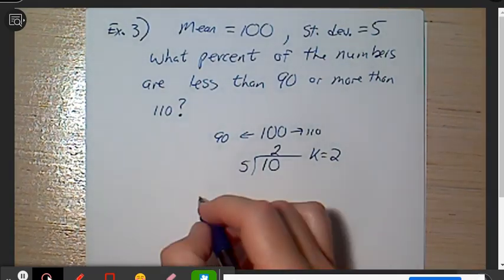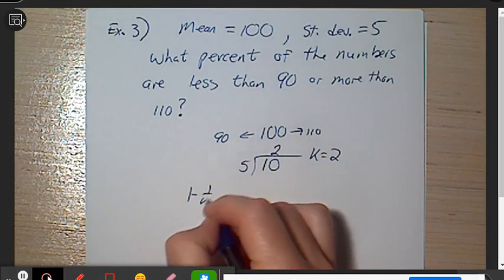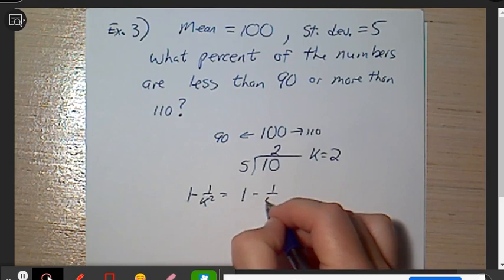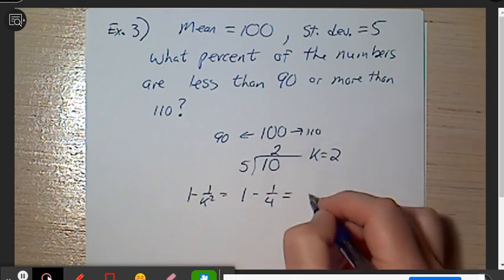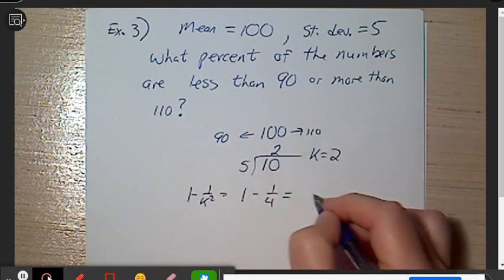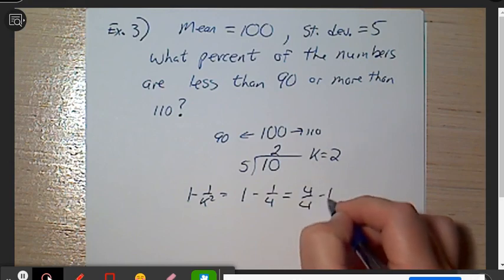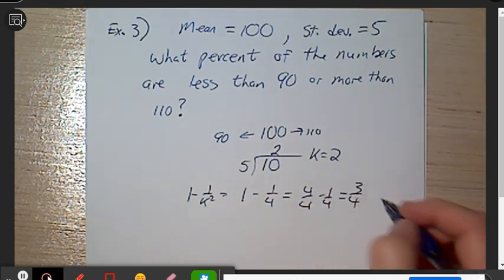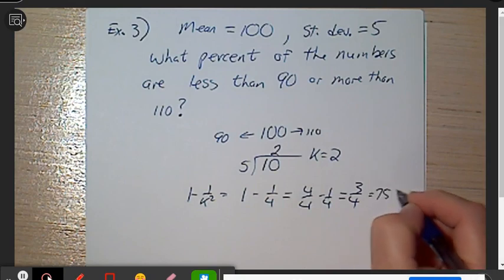All right, and if you plug that into the formula, it's 1 minus 1 over 2 squared, which would be 4. So that would be 4/4 minus 1/4, which would be 3/4, which would be about 75%.